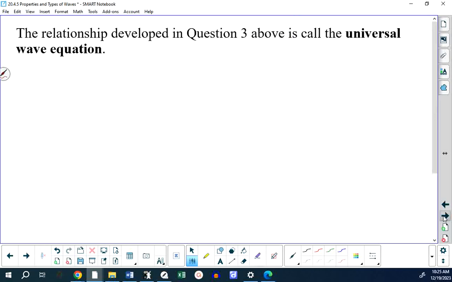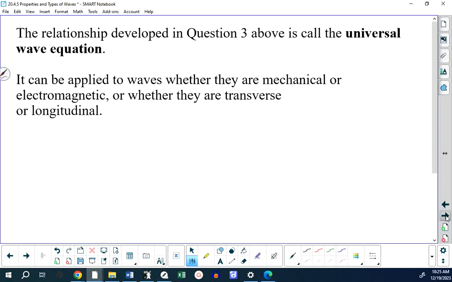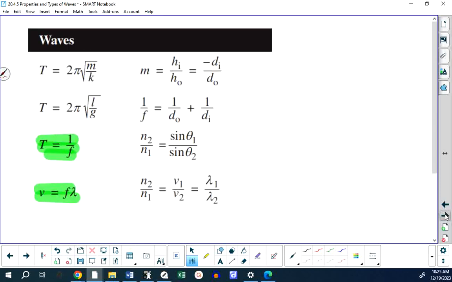And we're just going to do a couple of calculations now. This is called the universal wave equation, by the way, because it works for transverse waves, it works for longitudinal waves, it works for waves whether they're mechanical or electromagnetic. So this is called the universal wave equation. And on your formula sheet, it's under waves, where you see v equals f lambda. That's the formula we're talking about.